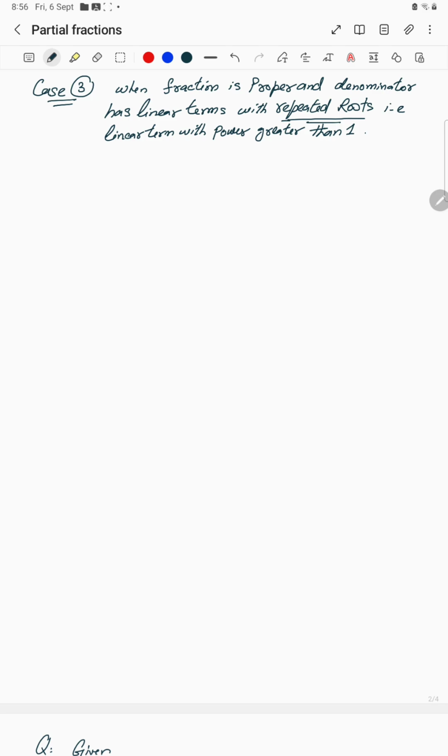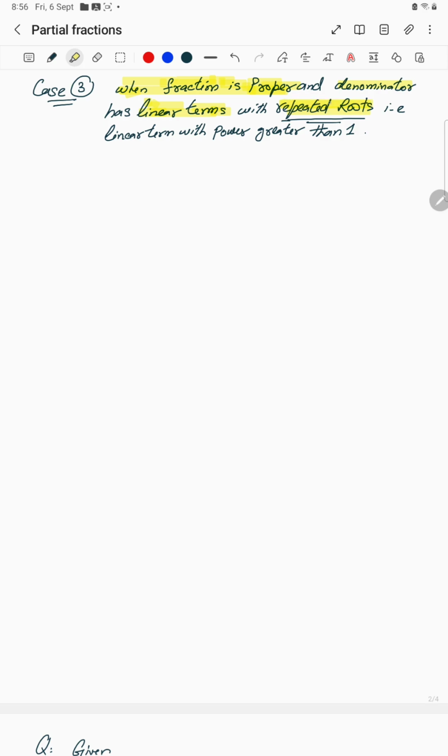Okay guys, now we are going to discuss the third case of partial fractions. Here the fraction is proper, as per the condition it must be before resolving into partial fractions. The given fraction must be a proper fraction, and if it is improper, then we did case 2, and you can do the same steps as in case 2. And here the denominator has linear terms. Its denominator is a multiple of linear terms with repeated roots.